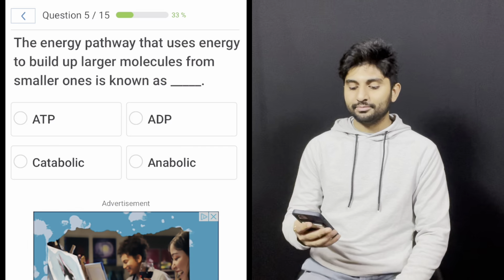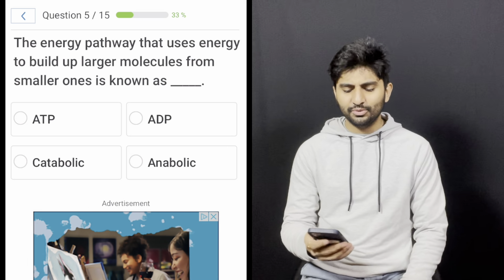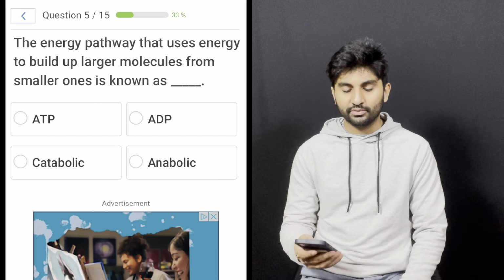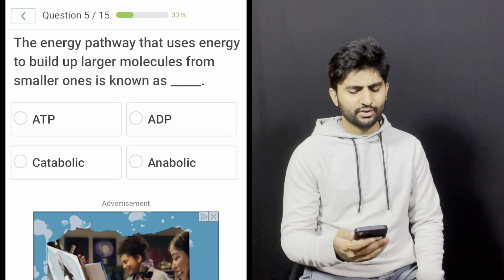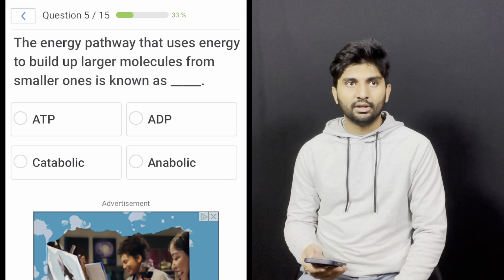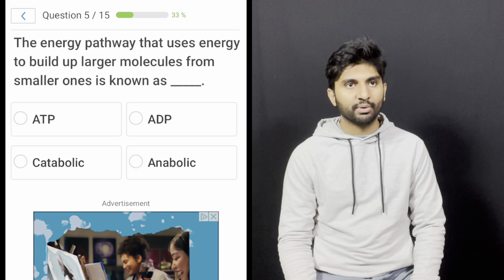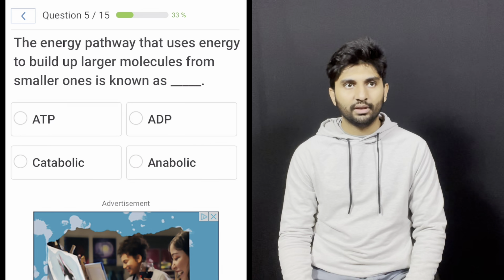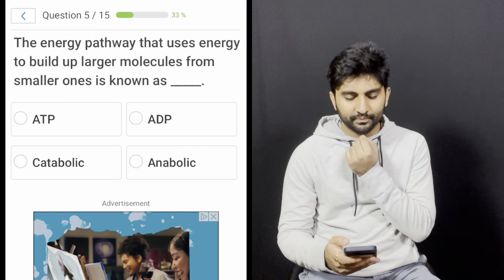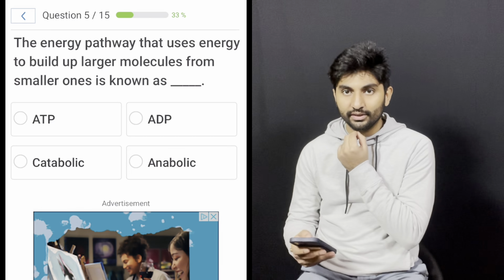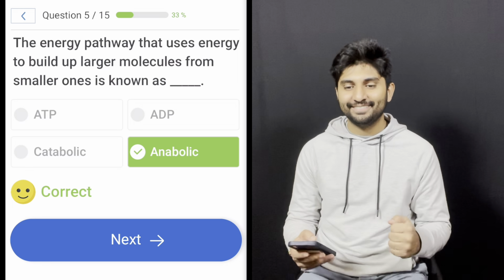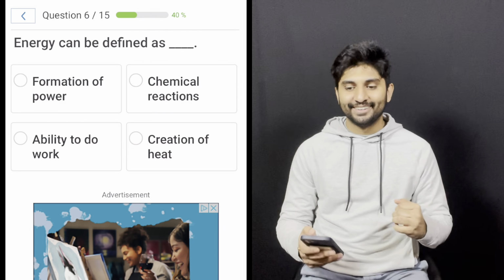Question number 5. The energy pathway that uses energy to build up larger molecules from smaller ones is known as ATP, ADP, catabolic, or anabolic. Catabolic, I think, is breaking things down. Anabolic might be making things. So I'm going to say anabolic. That's right. Okay, 5 for 5. This is good so far.